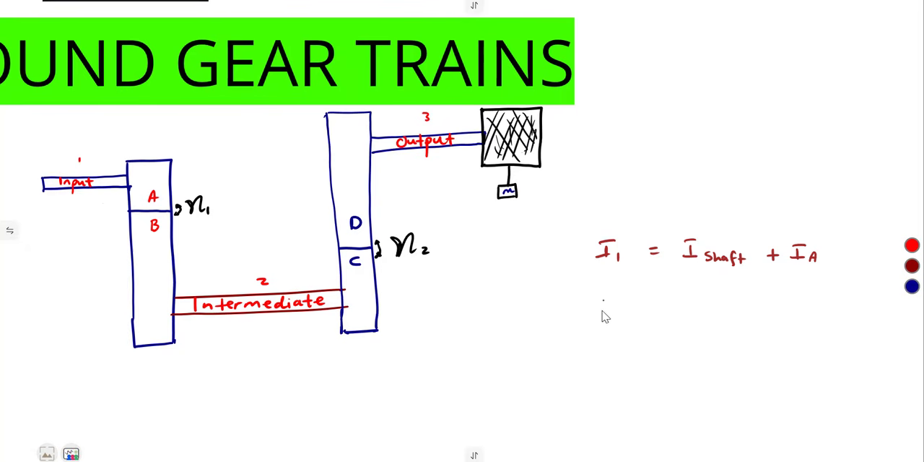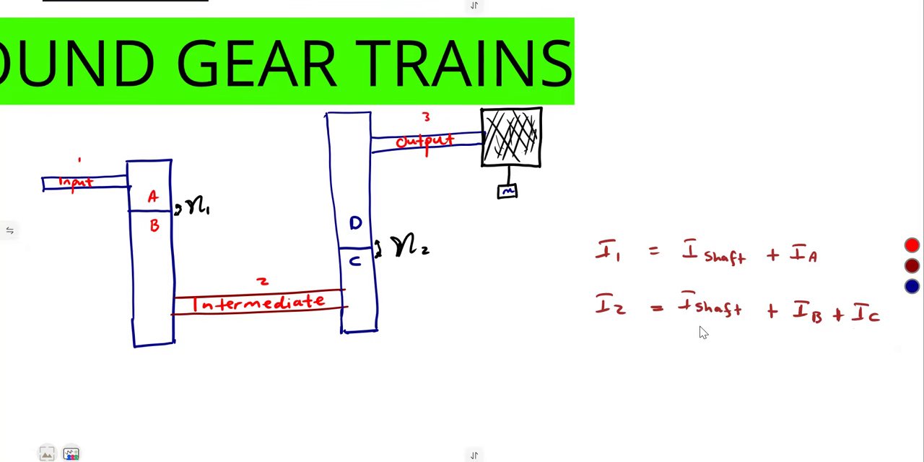The same thing when we consider I2 for the intermediate. The intermediate, it connects B and what? B and C. So meaning to say we must have the moment of inertia of the shaft first plus the gear B and gear C, because intermediate connects B and C. So you must add now the moment of inertia for gear B and that of what? Of gear C.